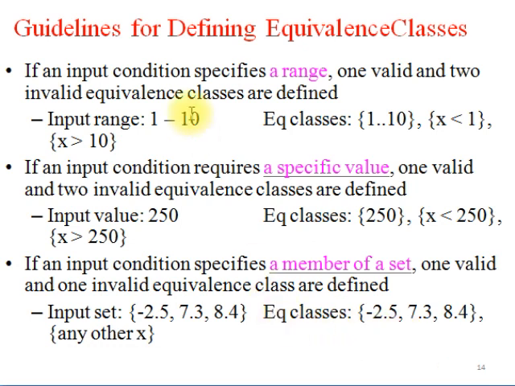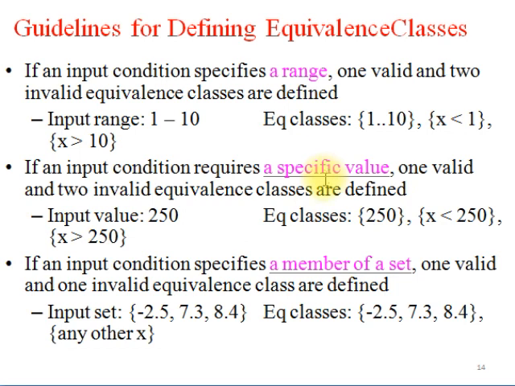So let us check the guidelines for defining the equivalence classes. If an input condition specifies a range, for example, your input range must be 1 to 10, then you will have three equivalence classes: one is the value between 1 and 10, another is less than 1, and another is greater than 10. One is a valid input and the other two are invalid inputs. Your valid input is between 1 and 10. Invalid input is less than 1 or greater than 10. Both are invalid conditions. This is for a range.